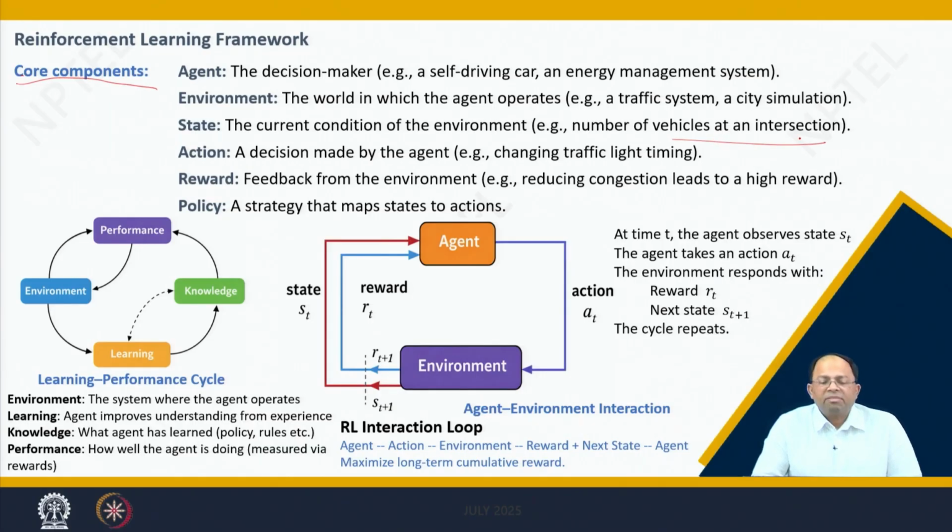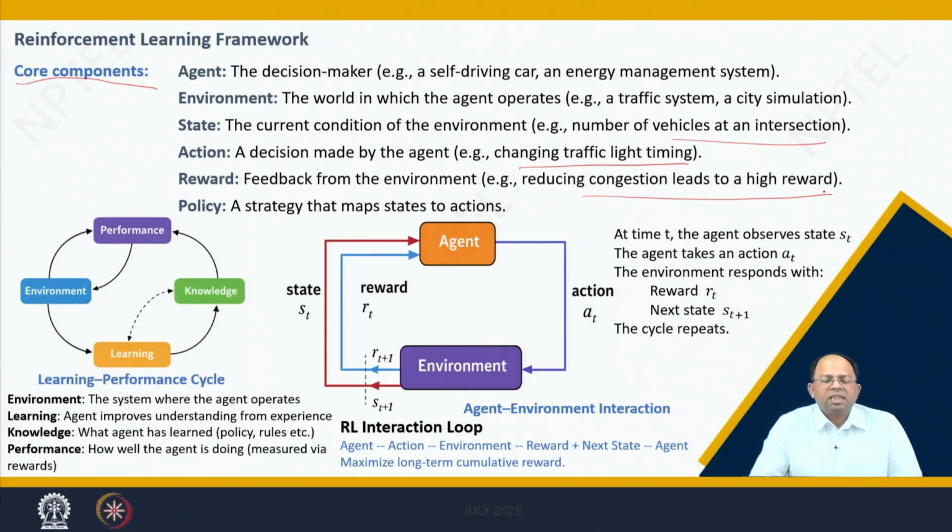Then after state comes the action, that is a decision that is made by a particular agent. The decision could be like changing the traffic light timing, maybe that will improve traffic flow. And then comes the reward, because for every action there has to be some form of a reward. So it is basically the feedback from the environment, that is, reducing congestion leads to a high reward. So that means if changing the traffic light reduces congestion, we should make sure that the agent gets a reward for that, right?